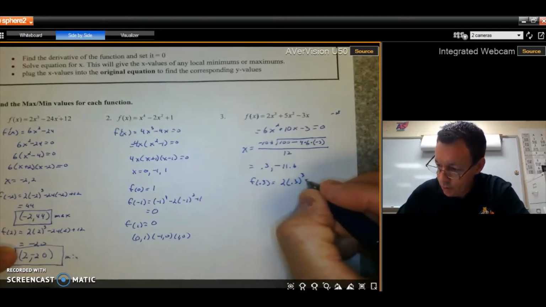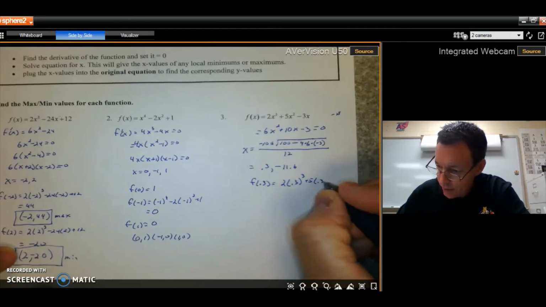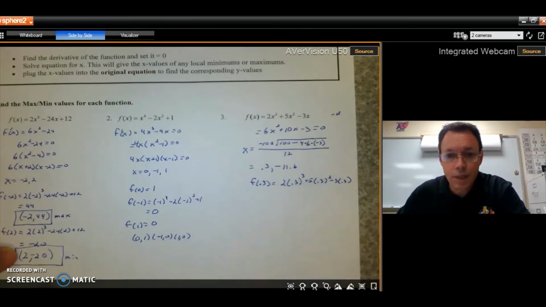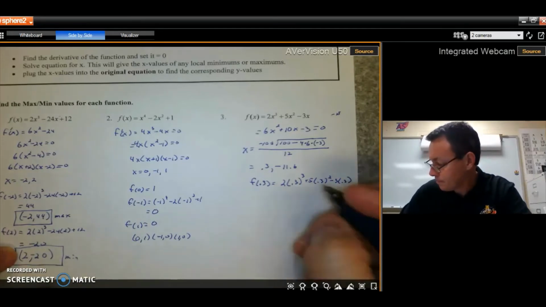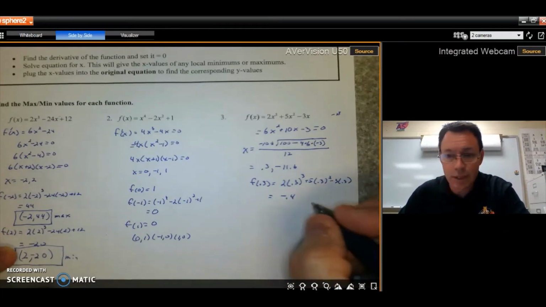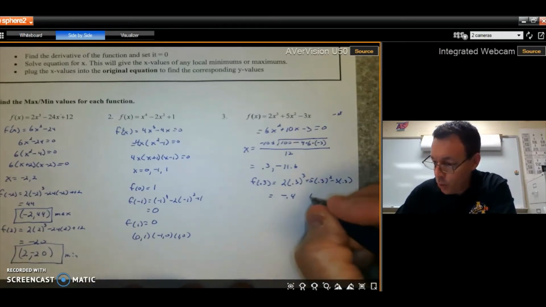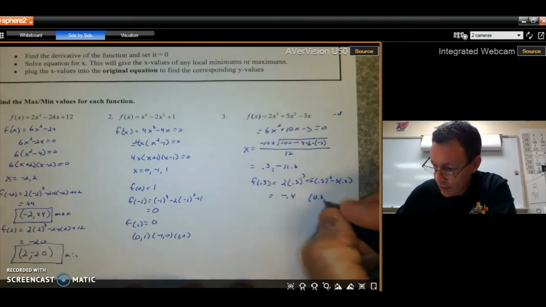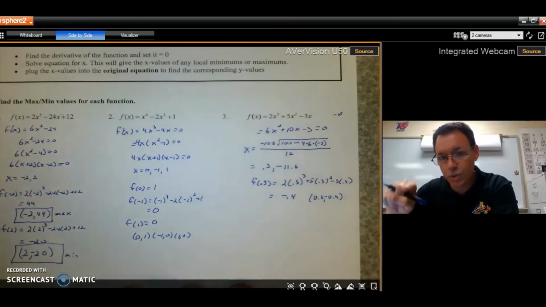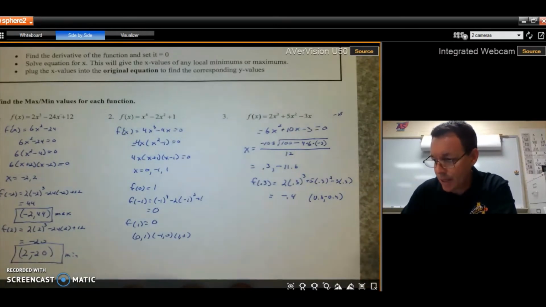So 0.3 cubed plus 5 times 0.3 squared minus 3 times 0.3. Okay, so plug that in your calculator. You will get negative 0.4 as an answer. Now I know that's not pretty, but the point 0.3, negative 0.4, that's one of our local minimums or maximums. Probably a minimum since it's below the x-axis. It's going to be a place where we went through and then turned around and came back up.